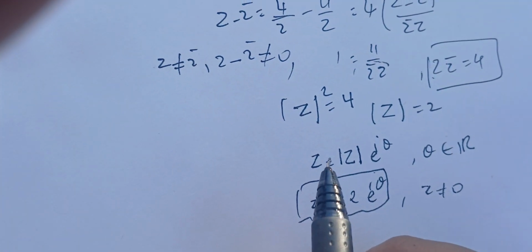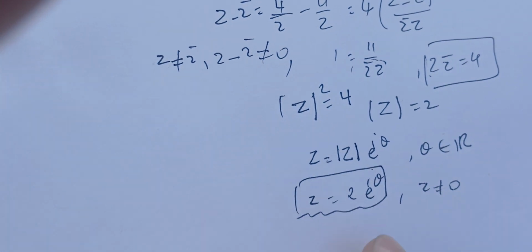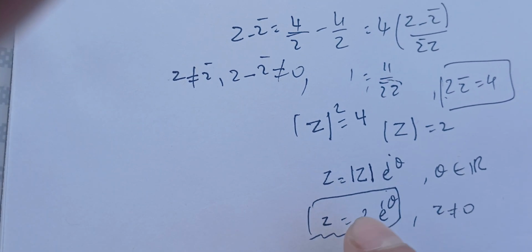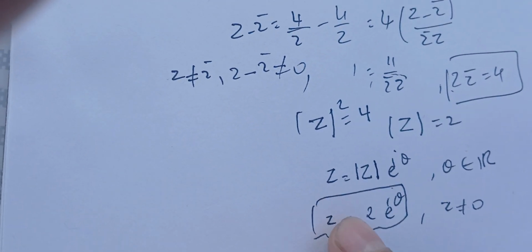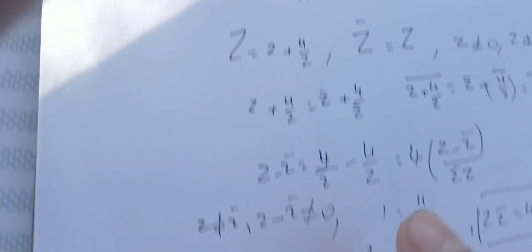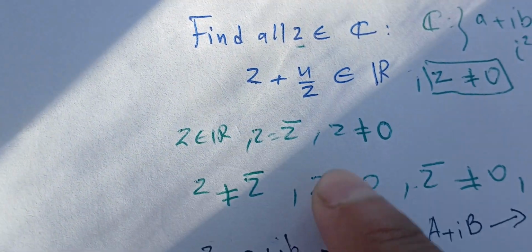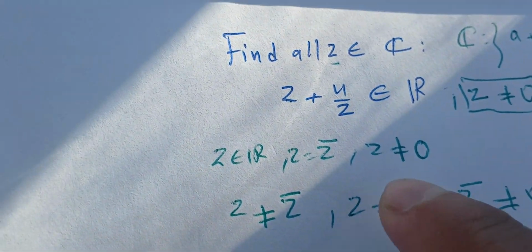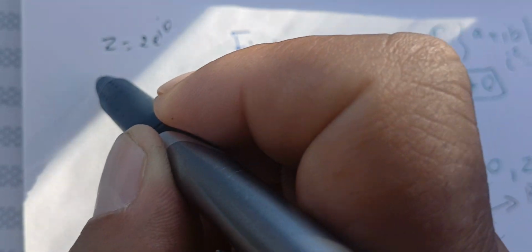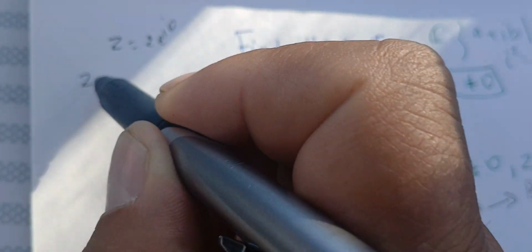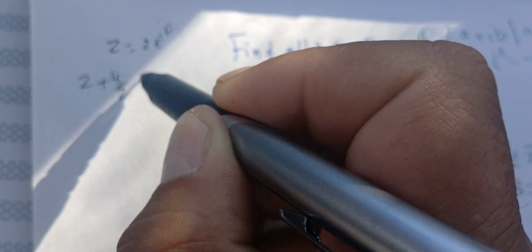Another thing that I need to do is check that under this condition, the solutions that I found will be in R. That means z plus 4 over z will be in R. That's what I'm gonna do here. So I found that z is 2 e^{i theta}. So here I'm gonna have z plus 4 over z. Does it belong to R if I have this condition?